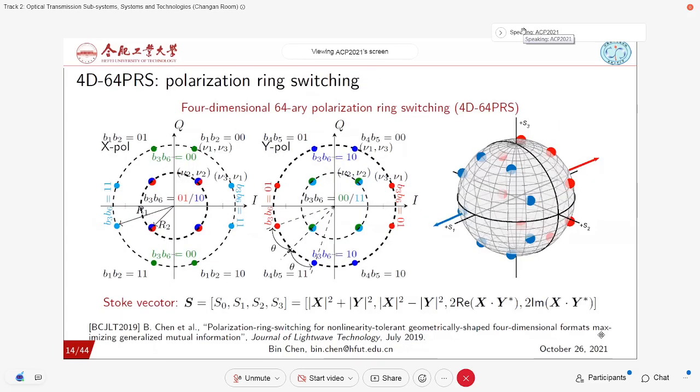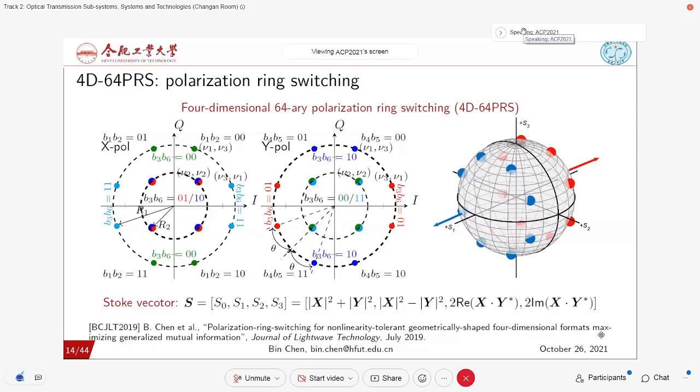And here we use a different color and a different size of the circle to show the difference. But in principle, here we can see that if you transmit some points in the same color in X-polarization, you only allow to transmit the same color in Y-polarization. And if you transmit the inner ring in X-polarization, you will only transmit the outer ring in Y-polarization.